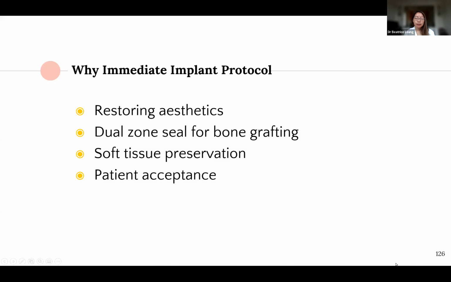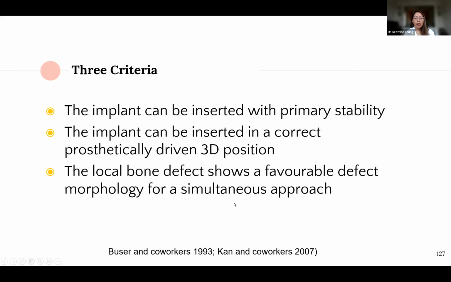Okay, so why do we do the immediate implant protocol? It restores the aesthetics. There's a biological reason for bone grafting. It preserves the soft tissue, and you also get better patient acceptance, but it's not for everyone. You can only consider it if you have primary stability, if the implant can be positioned in the most correct prosthetically driven position, and if you have a buccal plate to work with. You also have to have an ideal local bone defect that shows favorable morphology.